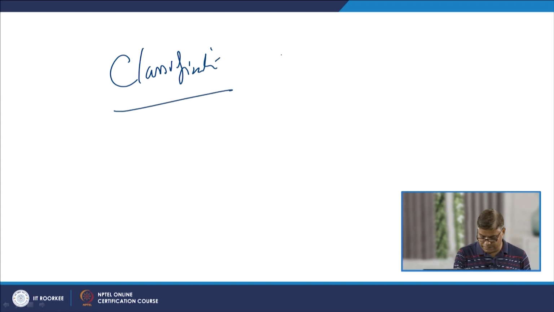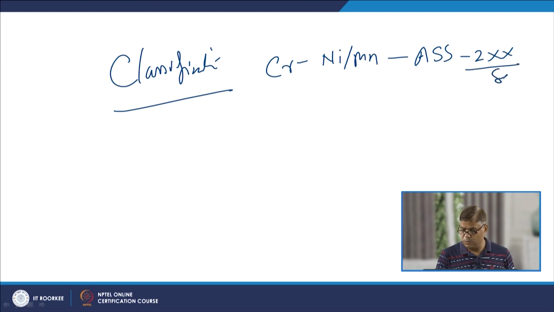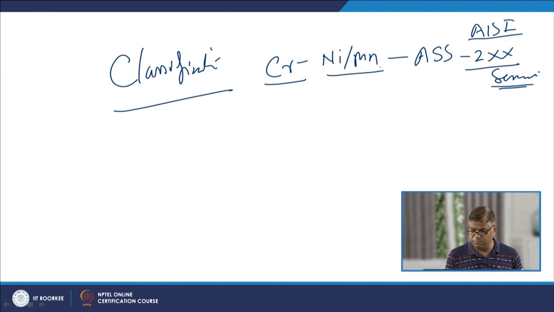As far as the classification and designation of these steels is concerned, we know that a simple steel having chromium, nickel and manganese is a type of austenitic stainless steel category, designated as the 200 series in the AISI, American Iron and Steel Institute, designation, for the chromium, manganese or nickel combination leading to austenitic stainless steel.